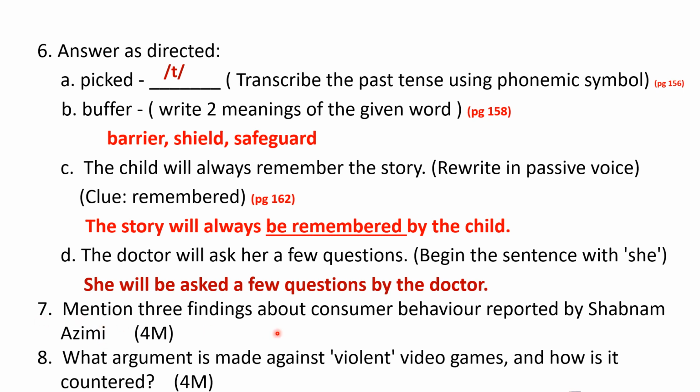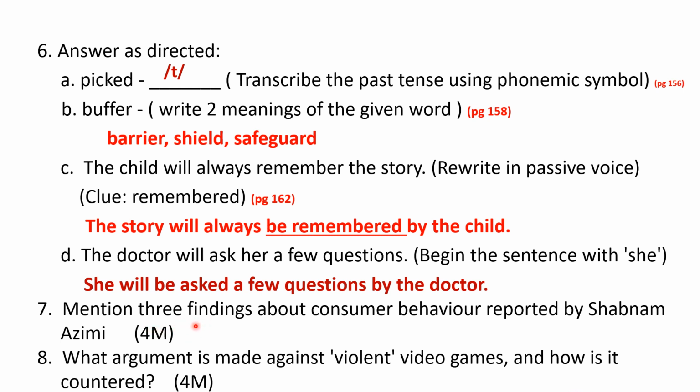Seventh question. This is from the additional reading, students, both the questions. So you have to prepare from the additional reading also. Mention three findings about consumer behavior reported by Shabana Azimi. There are many findings, but out of which you can write only three findings. And I have made a very detailed video on this additional reading also, students. Please go through it. The link is provided in the description box and you will get it clearly.